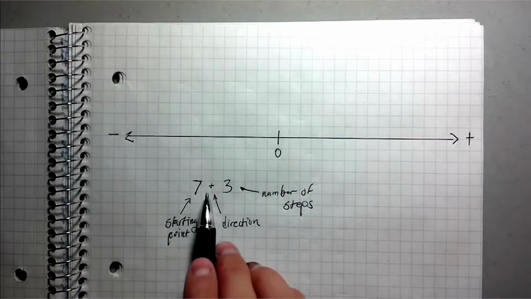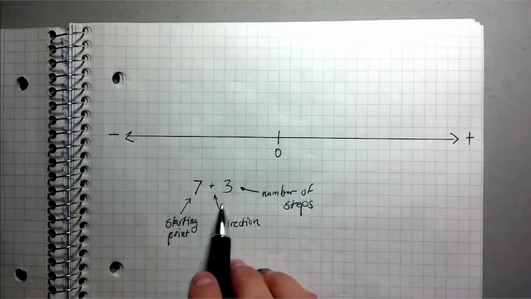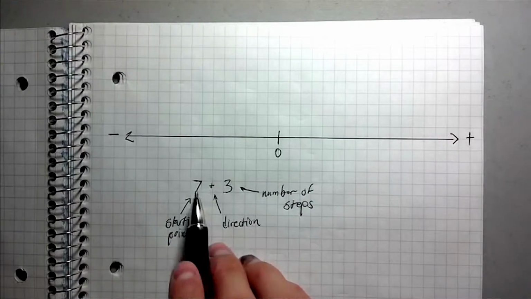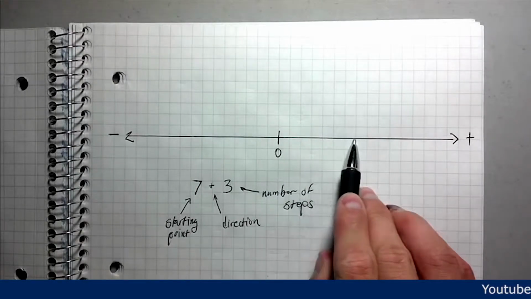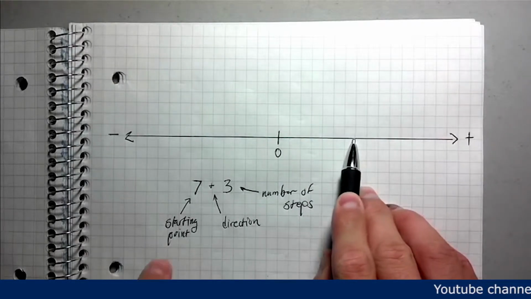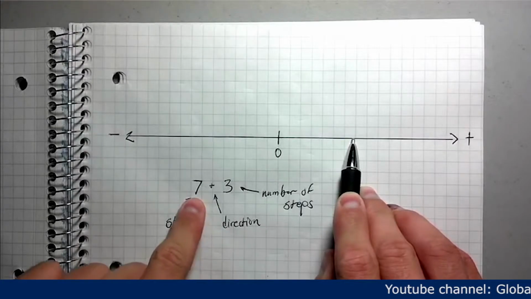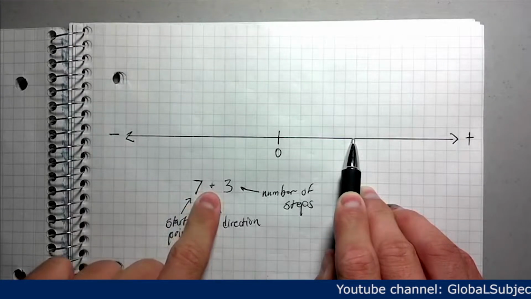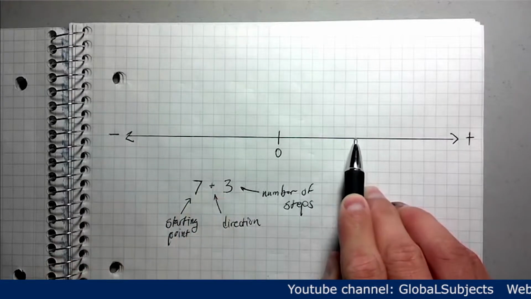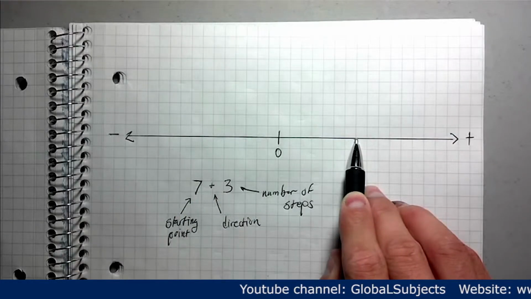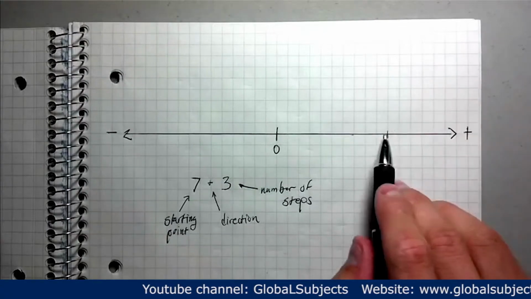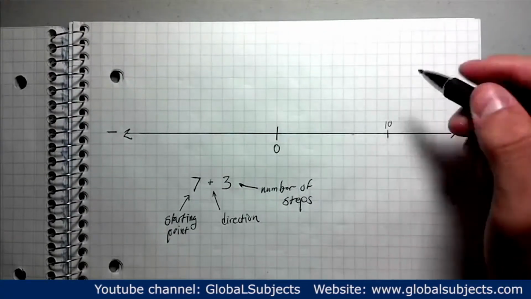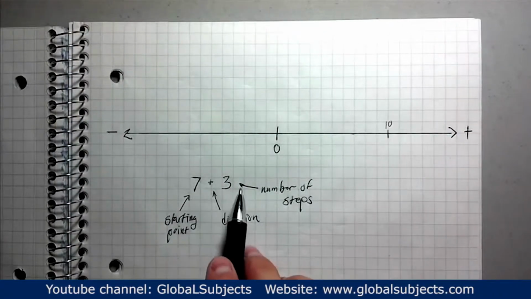So let's use this on 7 plus 3. We're starting at 7. Where's 7? It's right here. The way we want to read this is, starting at 7, we go to the right 3 steps. So starting at 7, going to the right 1, 2, 3 steps, that's where we end up. This is 10. No surprise there. Everybody knows 7 plus 3 is 10.